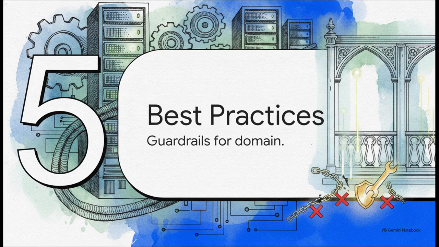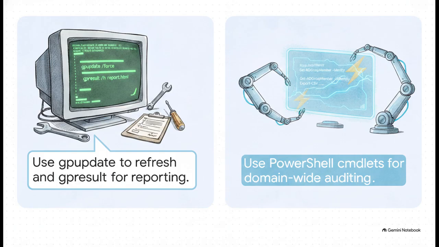Finally, we hit Section 5, Best Practices and Troubleshooting. These are the guardrails for your domain. Look, sometimes things don't apply the way you expect, and when that happens, you need the right tools. For quick command line checks, you've got gpupdate /force to immediately refresh things, gpresult /r for a quick summary of what policies are actually hitting a machine, and gpresult /h if you want a really nice detailed HTML report.